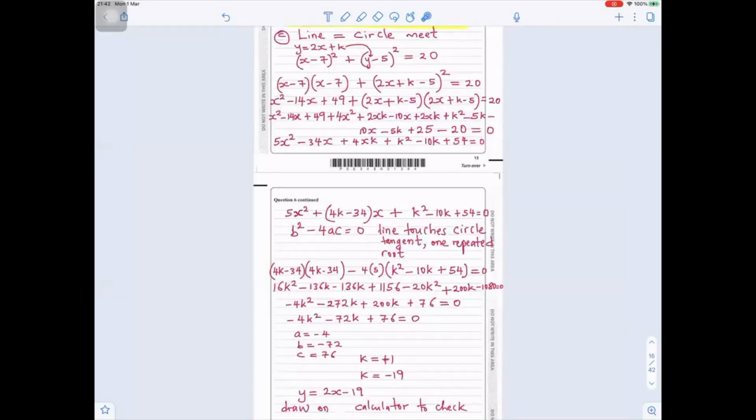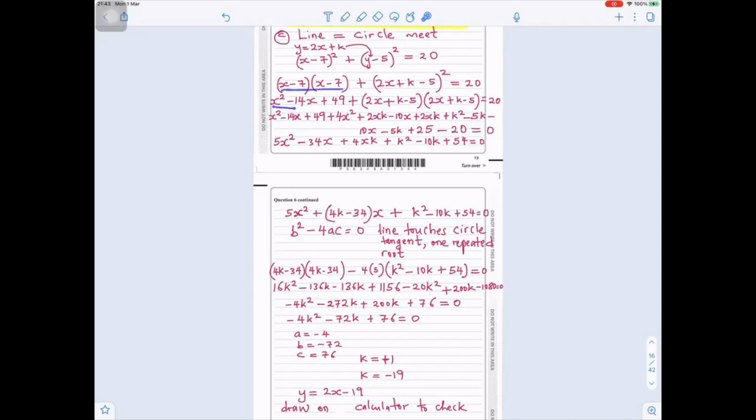For part C, we can do it in one of these ways. We have the line meets the circle. So we replace y with 2x plus k. It's a long process, replacing y with 2x plus k. So where we see y, we put 2x plus k. So we expand (x minus 7) squared.